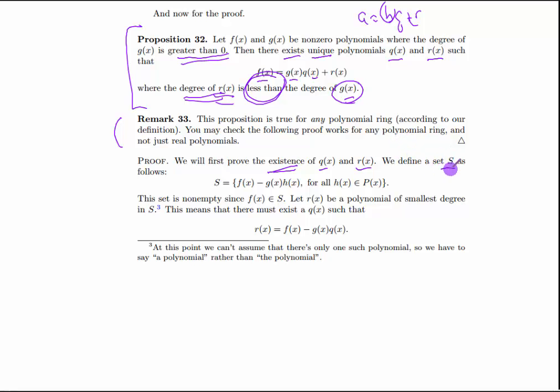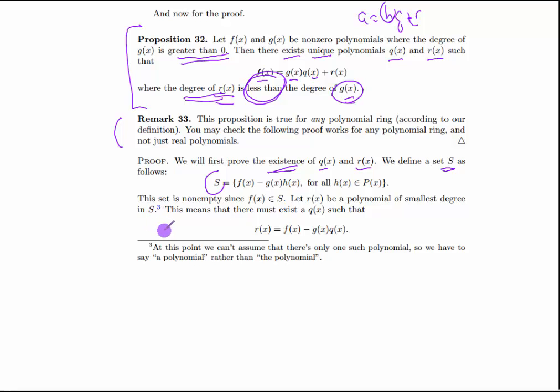Let's define the following set. This set is the set of all possible polynomials that can be expressed as f of x minus g of x times some polynomial. So this is a big set, and it contains a lot of polynomials. Now, it's not empty because f of x itself is in the set, and f of x has some finite degree. So there must be a polynomial of smallest degree.